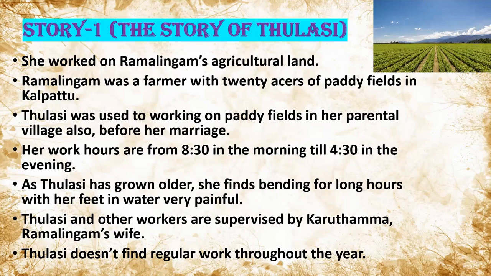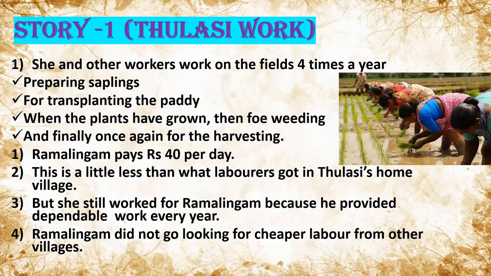The job of the persons who work in agricultural land is not permanent. Basically, they were called to the fields four times in a year. First, to prepare the saplings, then for transplanting the paddy, then for weeding, and finally at the time of harvesting. Ramalingam pays rupees 40 per day to the laborers, but still they worked as it provided dependable work every year.